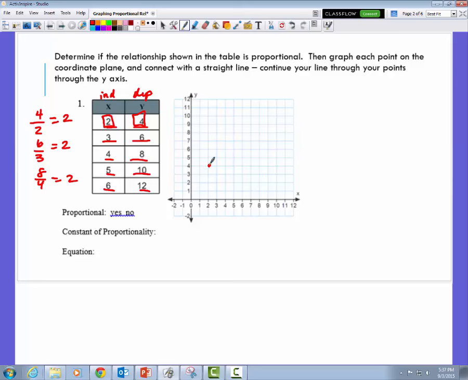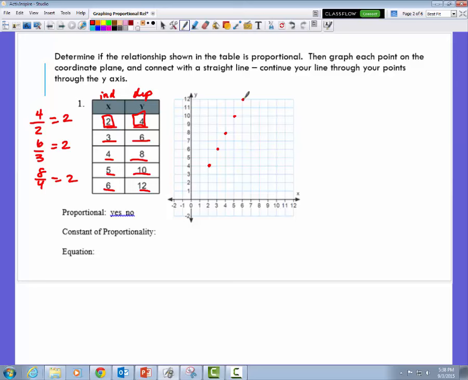I'll put my first point there. And then left and right 3, up 6, so over 3, up 6. Put my second point. 4, 8, over 4, up 8. 5, 10, over 5, up 10. And finally over 6, up 12.